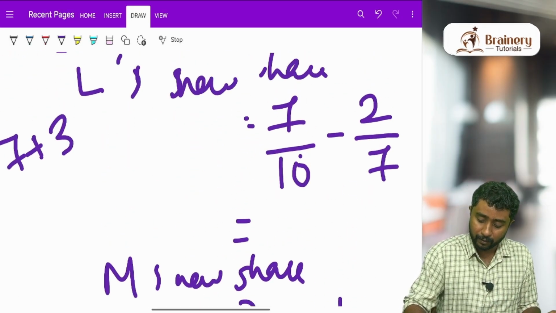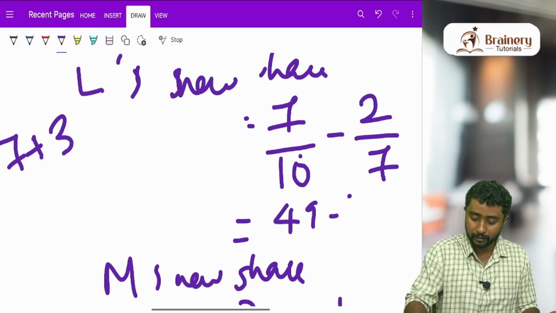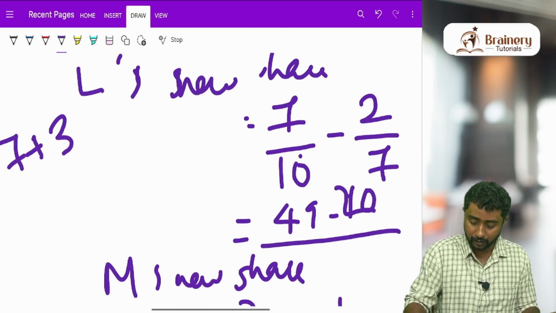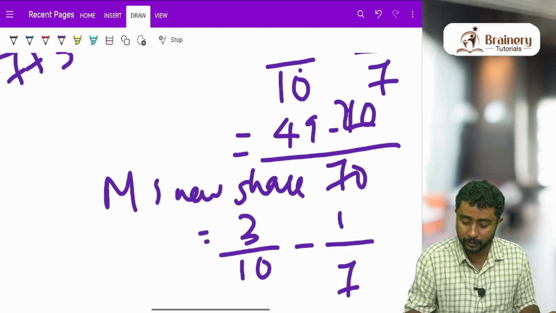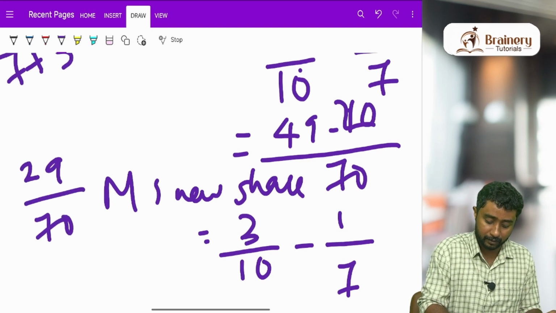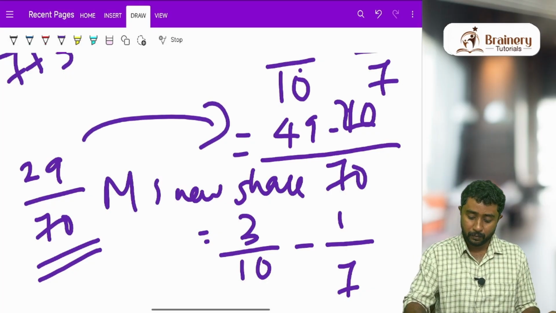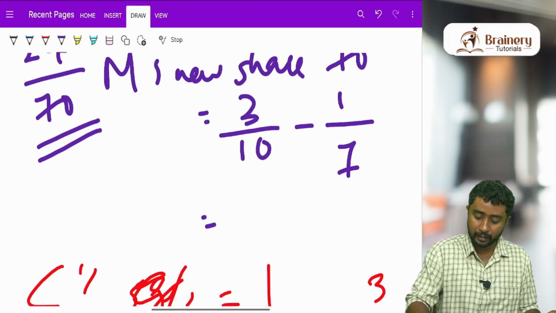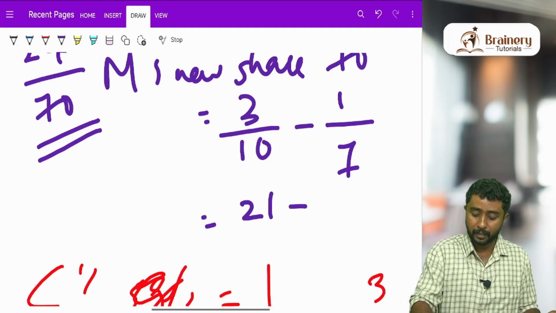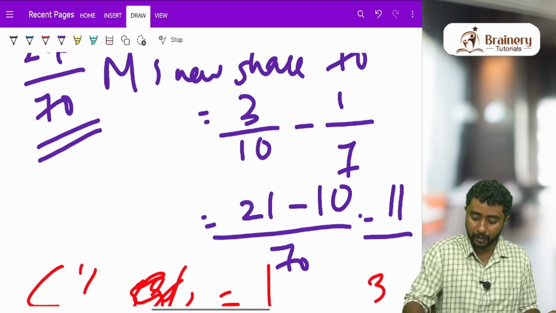Here we can cross multiply. So 7 into 7, 49. 49 minus 2 into 10, sorry, 20, divided by 10 into 7, 70. So 49 minus 20 will come as how much? 29 by 70. This is whose new share? L's new share. Similarly, M's new share. Again cross multiply: 21 minus 10 by 70, which is 11 by 70.